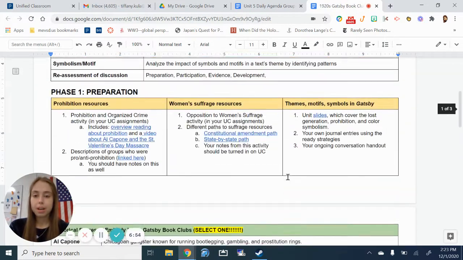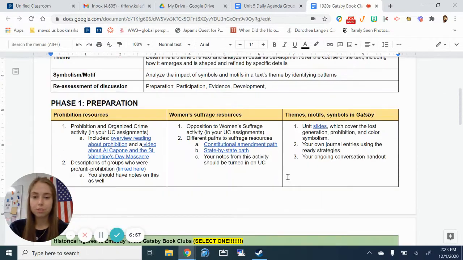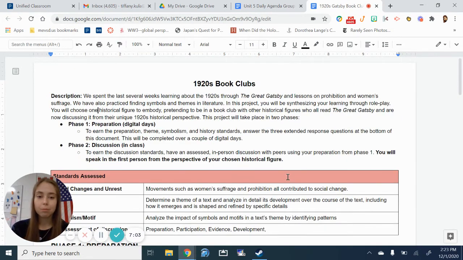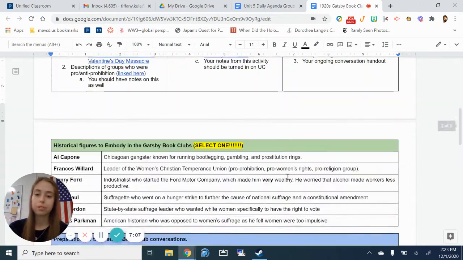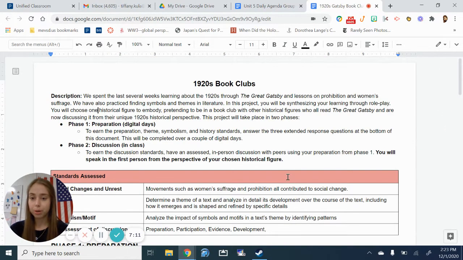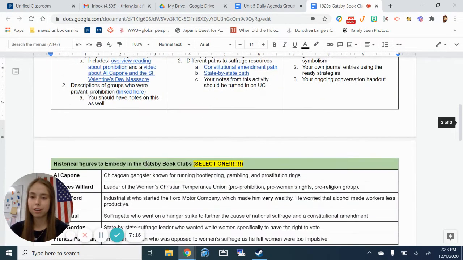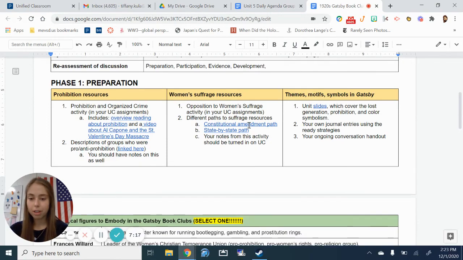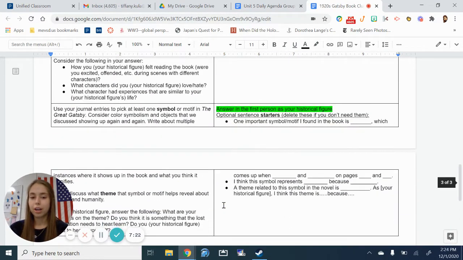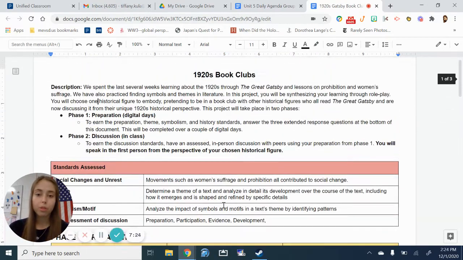Cool, so this assignment sheet and all of the links within it is posted on the daily agenda for today, so you can find it here. I kind of breezed through an overview of the project and what we're doing. If I were you, I would pull this up and read it through pretty closely. So reading through the description, the different phases, the standards, the different resources available to you, the figures, and then the different questions that you're going to have to answer. So yeah, pull this up.